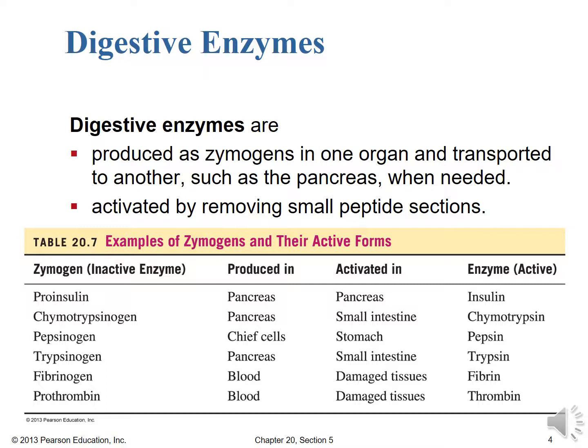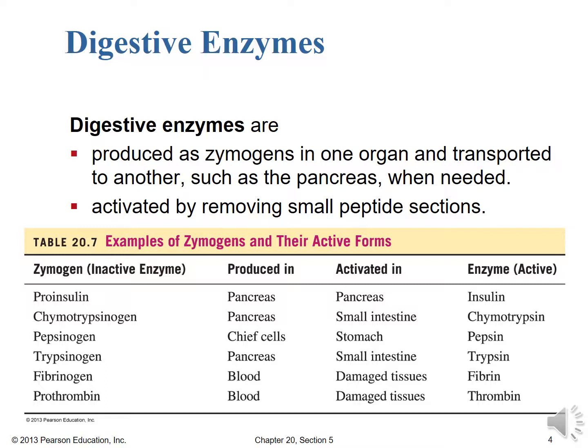So we see in table 20.7 some examples of the zymogens and then their active forms. So we have proinsulin is the zymogen, produced in the pancreas and activated in the pancreas as well as insulin, the active form of that enzyme. Chymotrypsinogen, these are a little more difficult to say sometimes, especially when they get quite that long. Another one that's produced in the pancreas, however, this one acts in the small intestine, and its active enzyme is chymotrypsin. So obviously that -ogen ending means it's going to be producing chymotrypsin once it's activated.